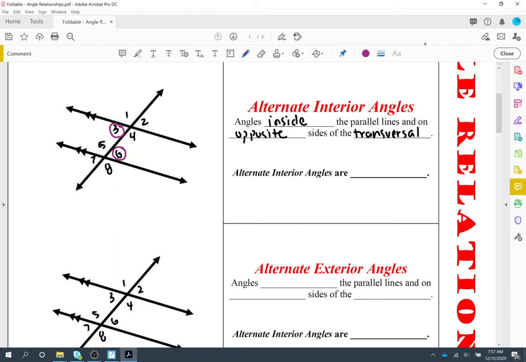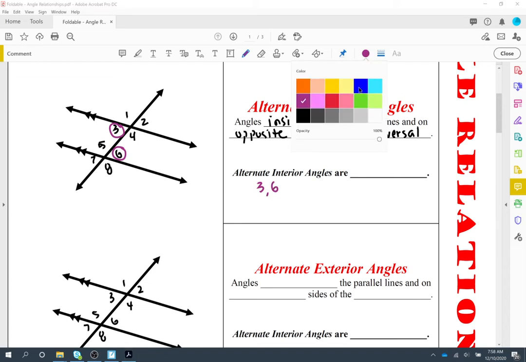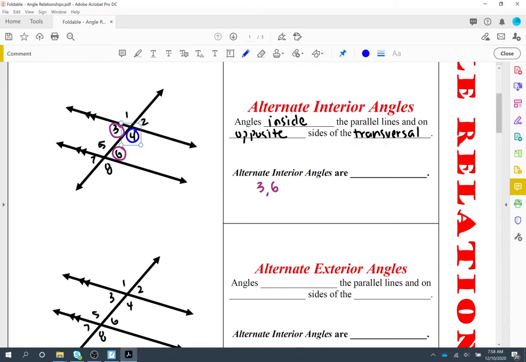And we can't pick 4 because 4 is kind of in the same grouping as 3, and they have to be on different parallel lines. One has to be on the top one, one has to be on the bottom one. So 3 and 6. Okay, what if we were to pick 4? Also on the inside, and then 5 is opposite, so 4 and 5. And then can we pick like 1 or 2? And the answer there is no, because it specifically says interior, and all of these other angles are on the exterior, so they don't count. So we only have 3 and 6 and 4 and 5.